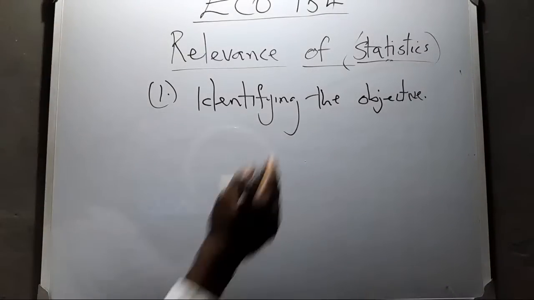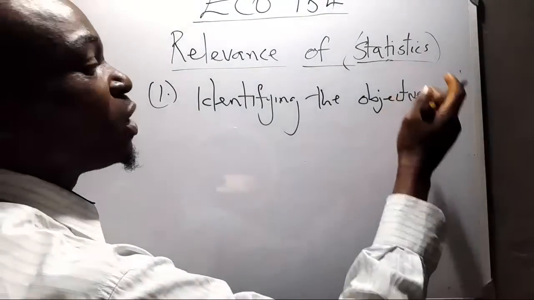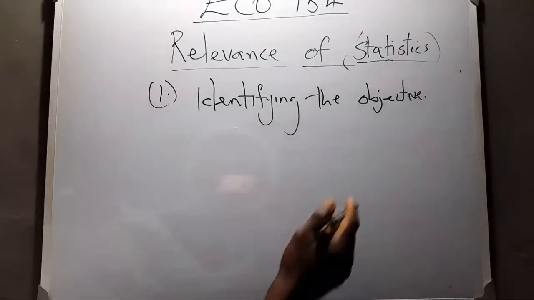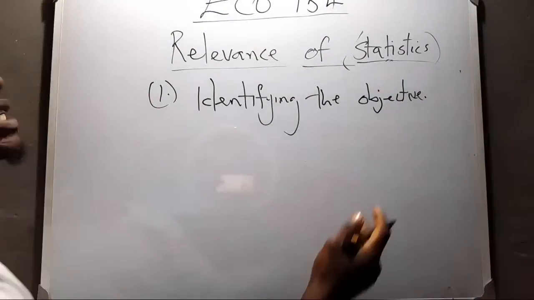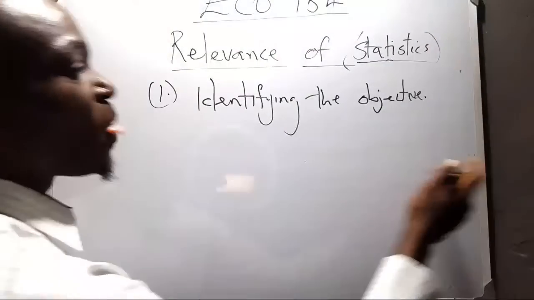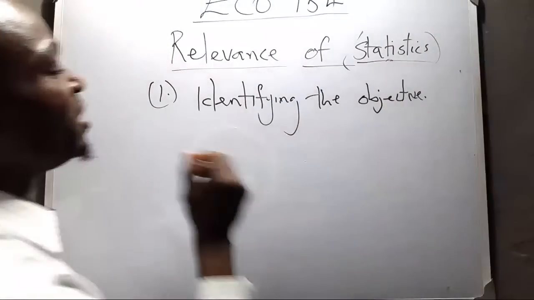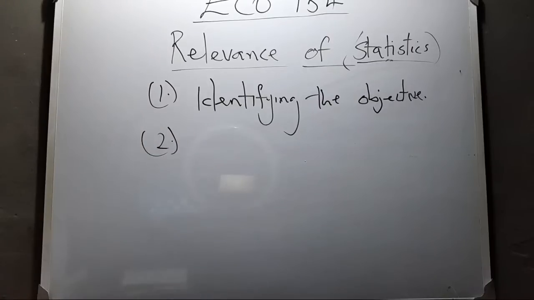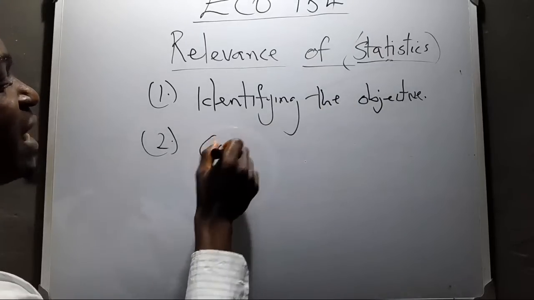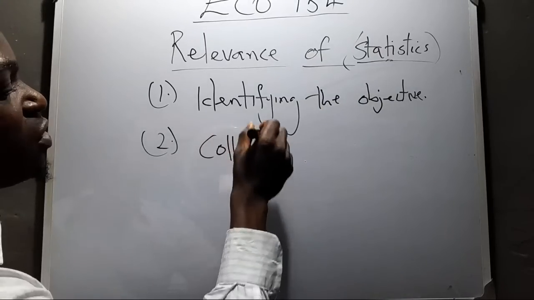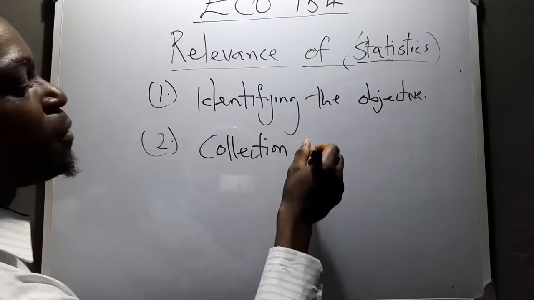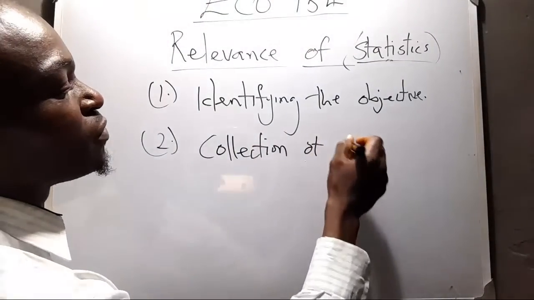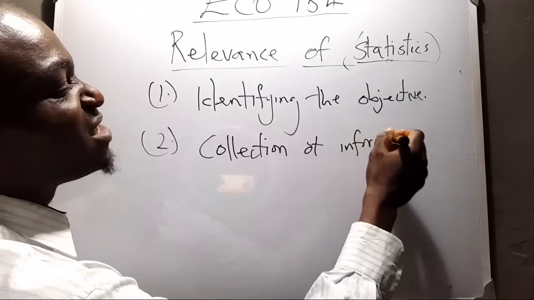Do you want to know the number of girls in the school? Do you want to know the number of boys in the school? Do you want to know the number of teachers in the school? That is the first phase, which is the objective. And now we have the collection of information needed to achieve this objective. That is the second stage.